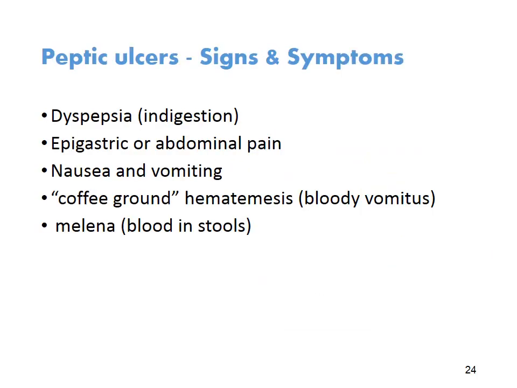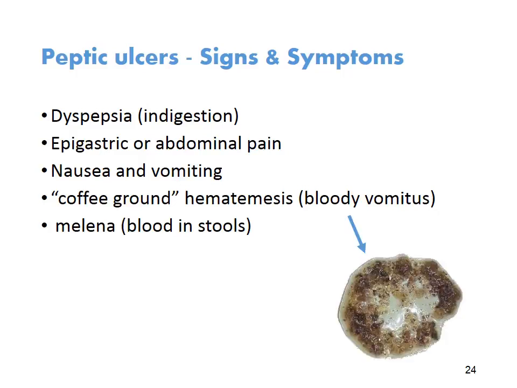Patients with peptic ulcers usually experience indigestion, abdominal pain, and nausea and vomiting. If the ulcer is bleeding, then blood may be present in the vomit. The blood is brown and coagulated, and it is said to resemble coffee grounds. The blood would also be passed out in the stools, resulting in melena, which is the dark, tarry stools that are associated with upper GI bleeding.